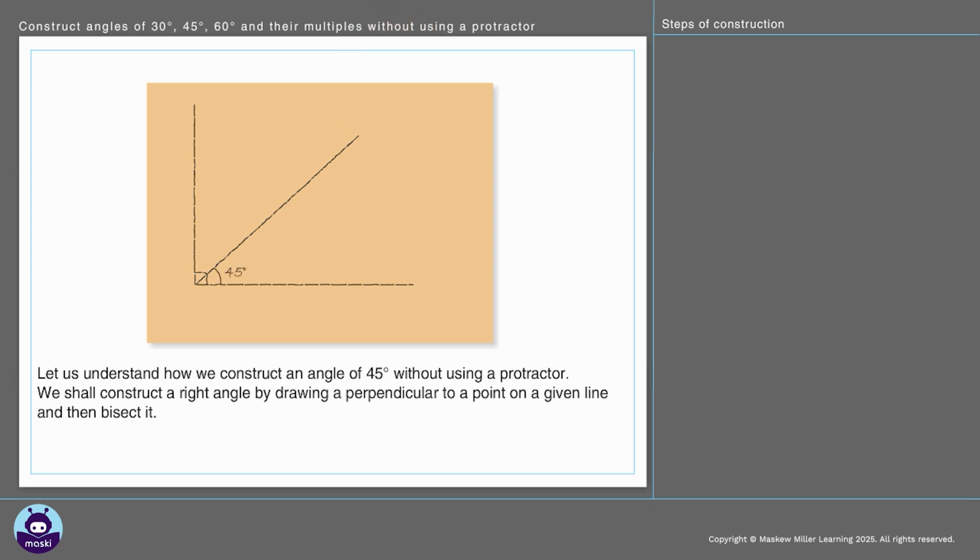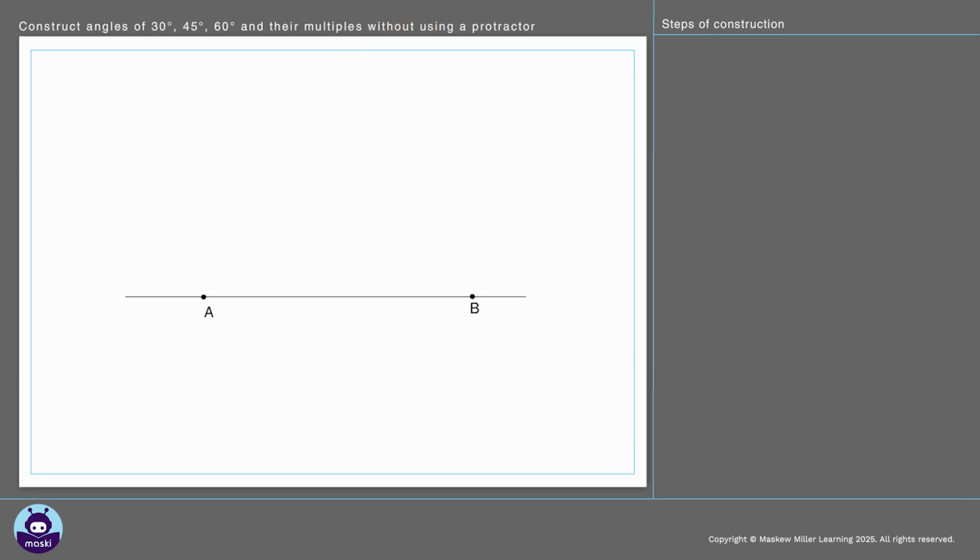it. We are given a line AB. We draw a perpendicular at A. We place the point of the compass at A and draw arcs of equal lengths on both sides of A. We mark the intersection points of the arcs with AB as Q and R.